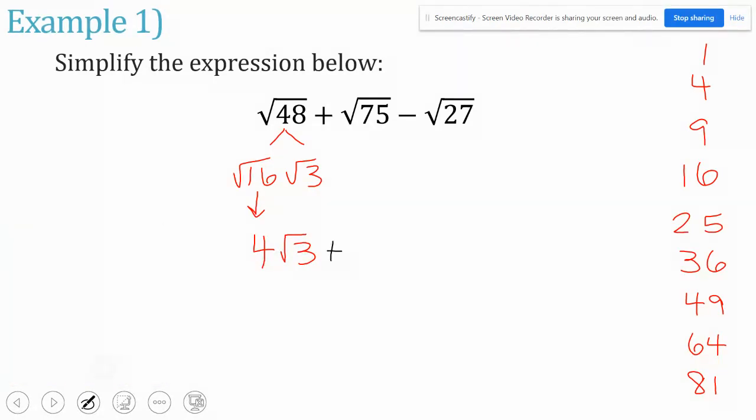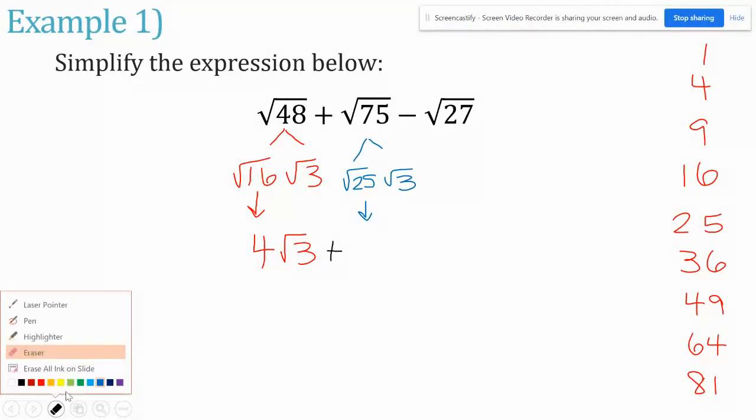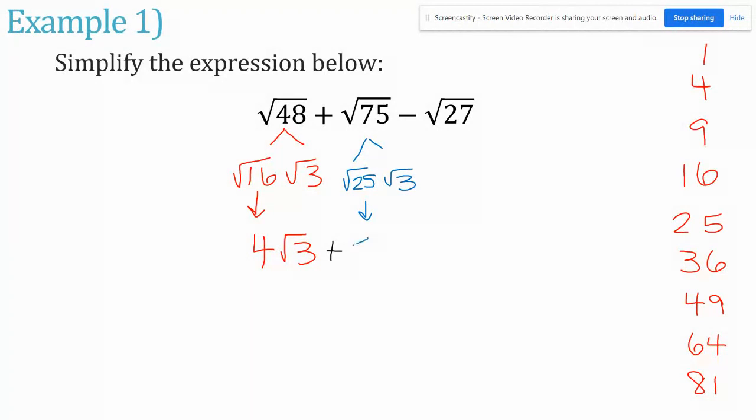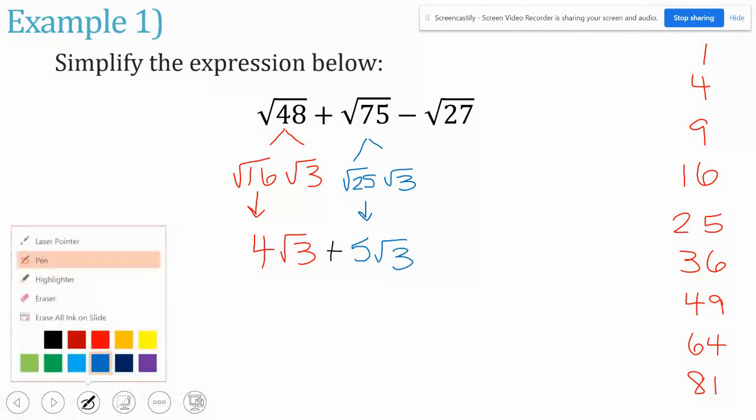And then we're going to simplify radical 75. The largest perfect square that can go into 75 is 25. So we're going to get the square root of 25 times the square root of 3. 25 times 3 is 75. The square root of 25 is 5. Let me just make sure that looks like a 5. Radical 3. I'm going to bring down that subtraction symbol.